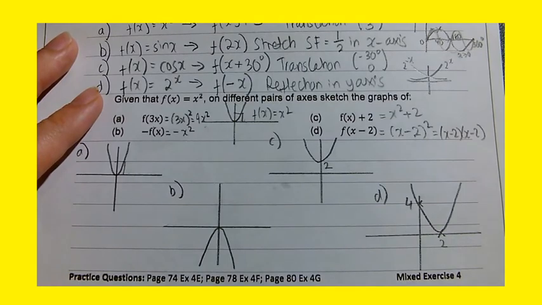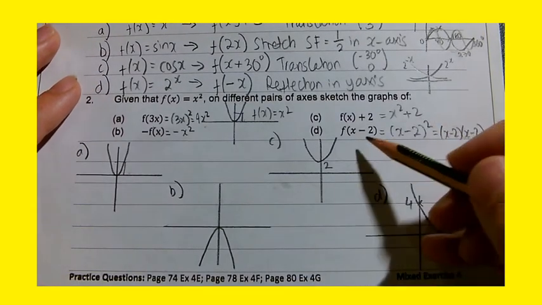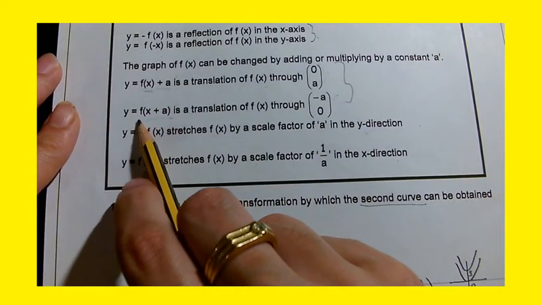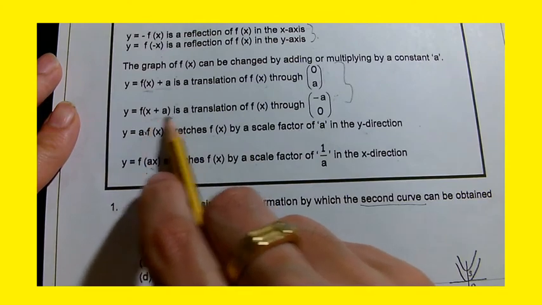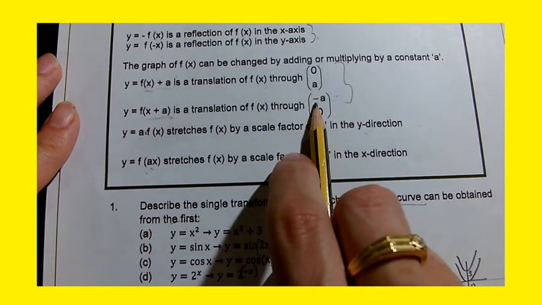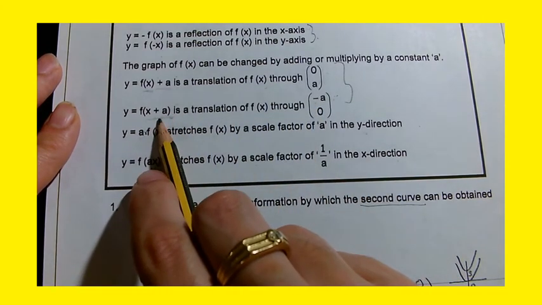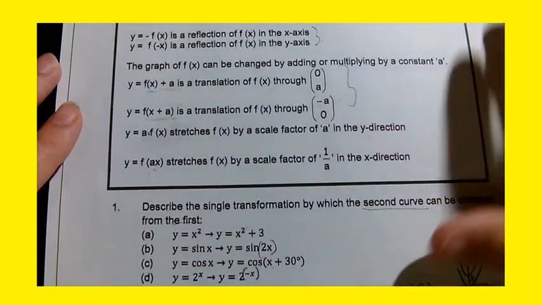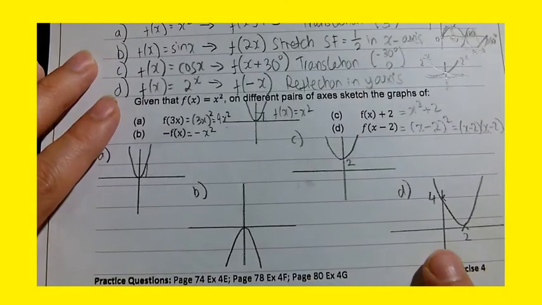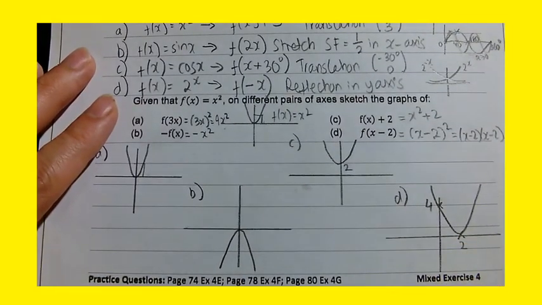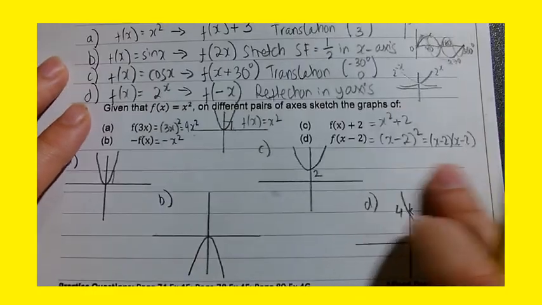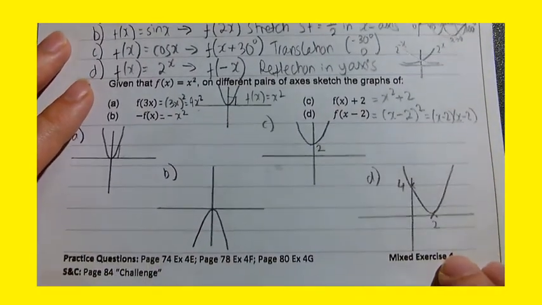But if I just want to use transformations, f of x minus 2, that would correspond to this layout. Okay, f of x in the bracket, translation minus a. So if I've got x minus 2, that would be a translation of plus a, plus 2, which would mean it's going to go to the right by plus 2. Okay, and that's been shown clearly with me doing the quadratic method as well, so they match up.